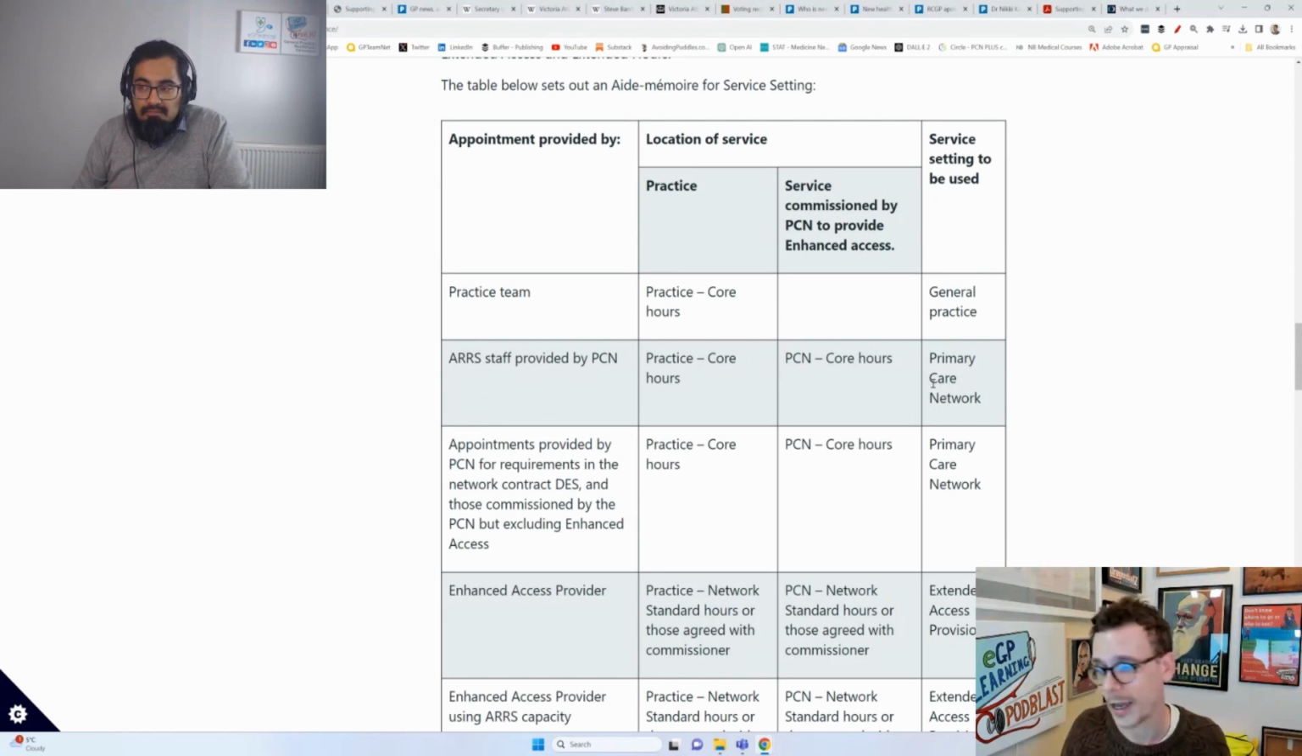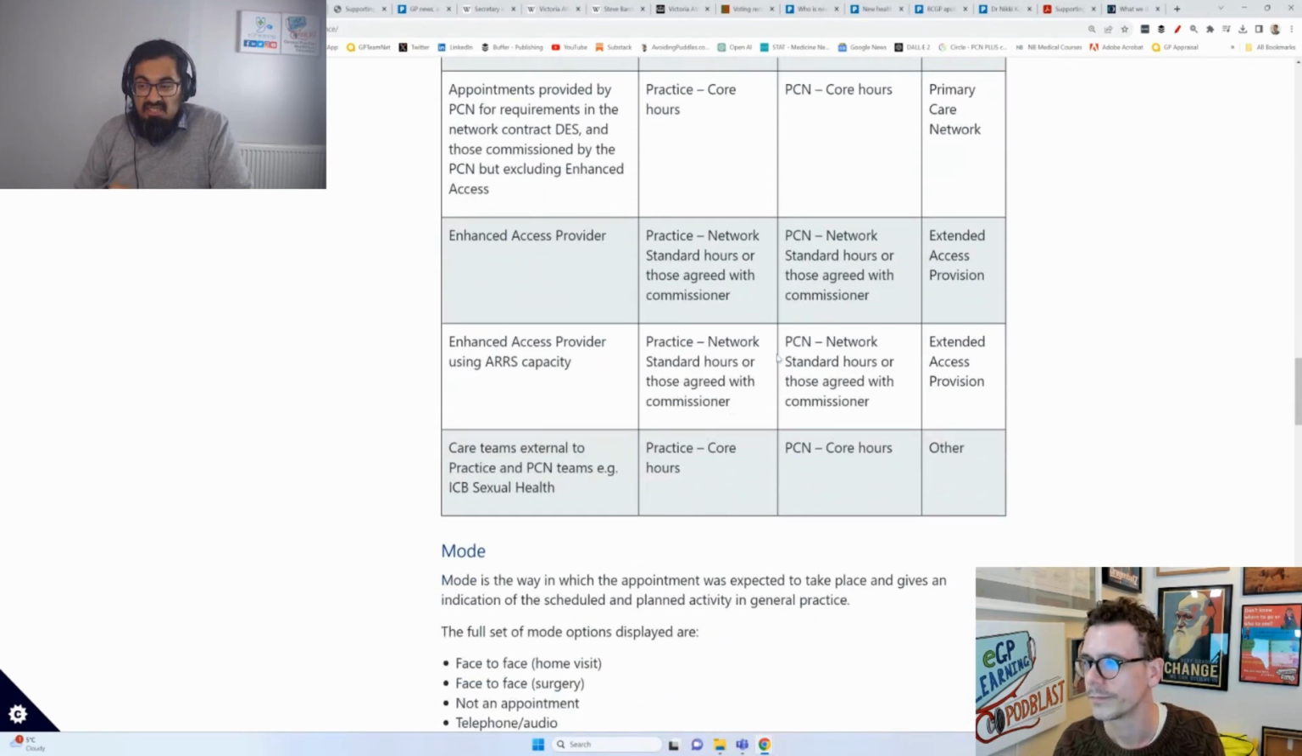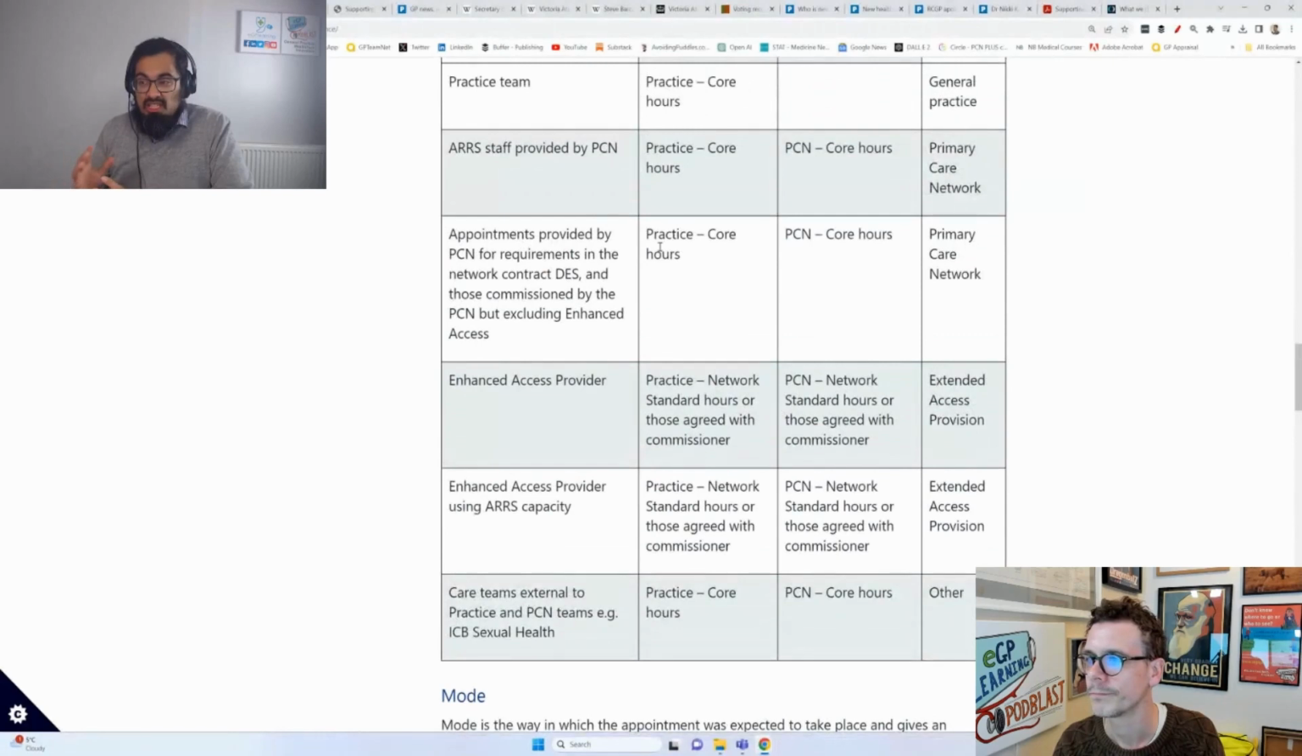So this table is there to help you understand how to set up your rotas. And then it further differentiates for enhanced access, because I think they're keen to try and capture what is considered an enhanced access provision. So you've got the extended access provision categories in there, and then you've got the catch-all.